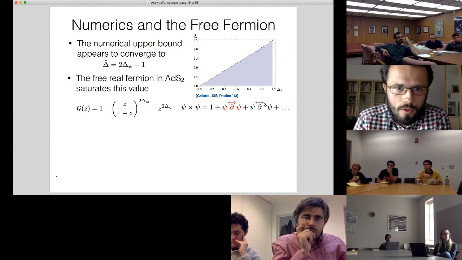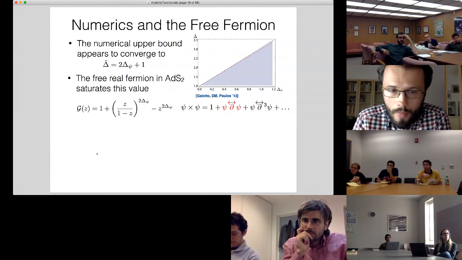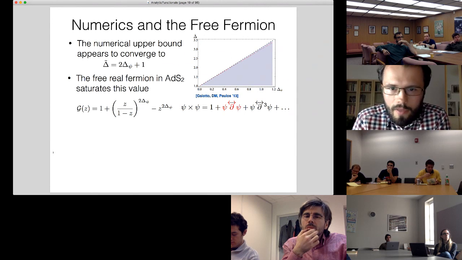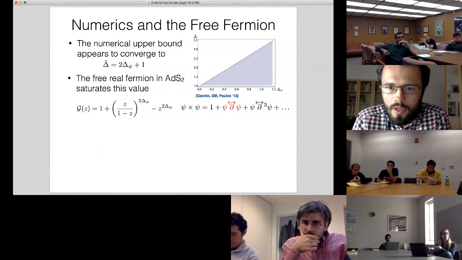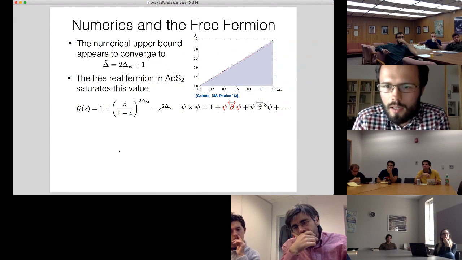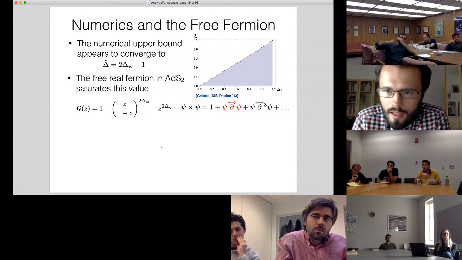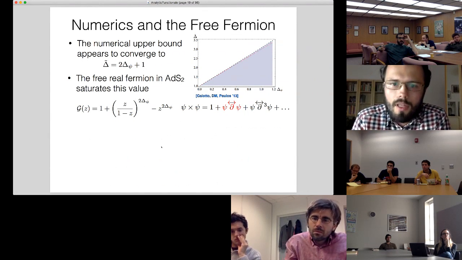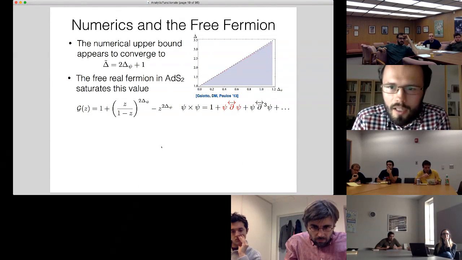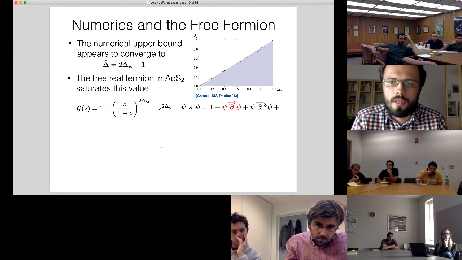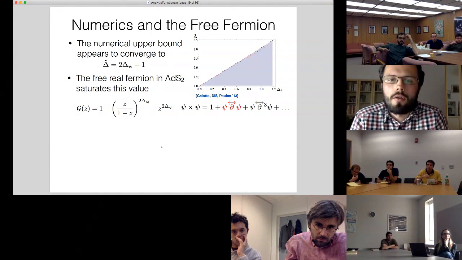The solution to crossing corresponds to the free real fermion in AdS2, where the four-point function takes this form with three terms, just three different Wick contractions, and the operators in the psi and psi OPE are just the identity, and then all the two-particle states, which, in the operator language, are just two psi's with an odd number of anti-symmetrized derivatives acting on them. So we know that the bound can certainly not be lower than 2 delta psi plus 1 because of this equivalent solution. And maybe we would like to show that the bound is also not above it, that there is no solution with a gap bigger than 2 delta psi plus 1.